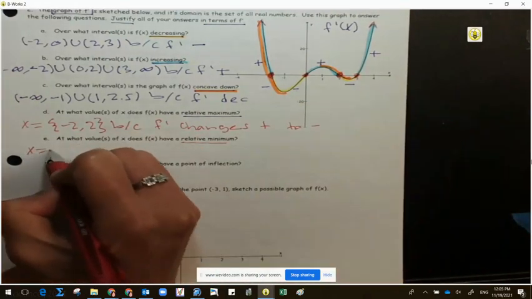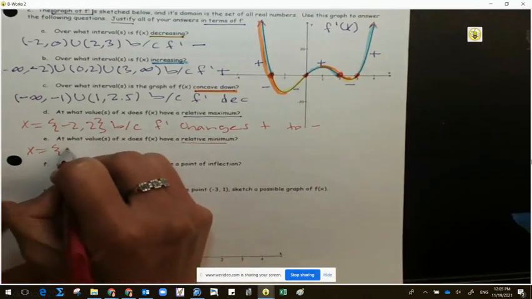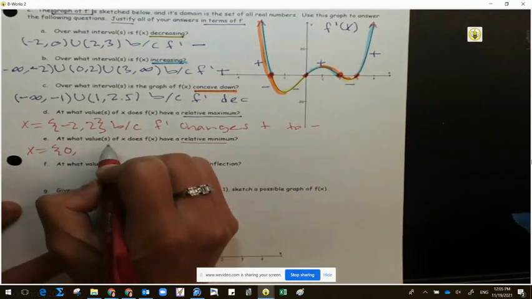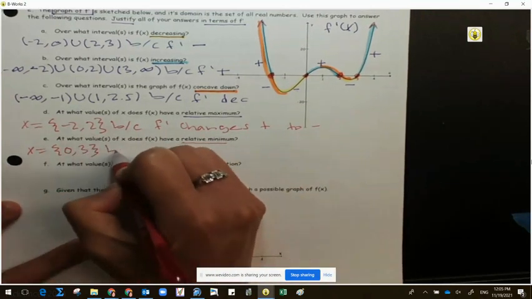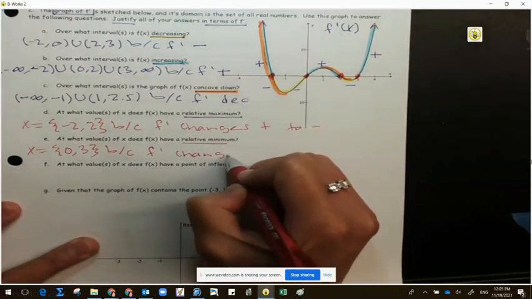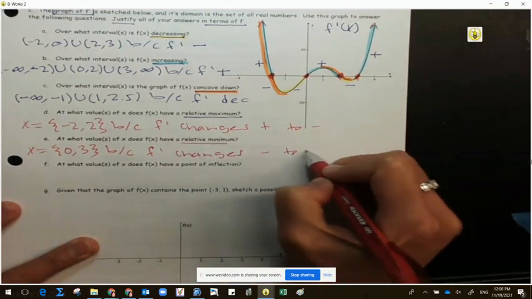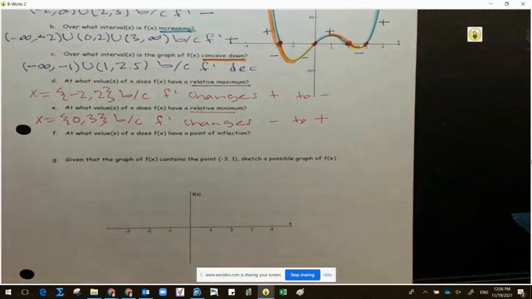So we have x is equal to, with my set notation, the first one is at 0, second one is at 3. And what is our reasoning? Because F prime, good, negative to positive. All right. Okay, last part before we graph.